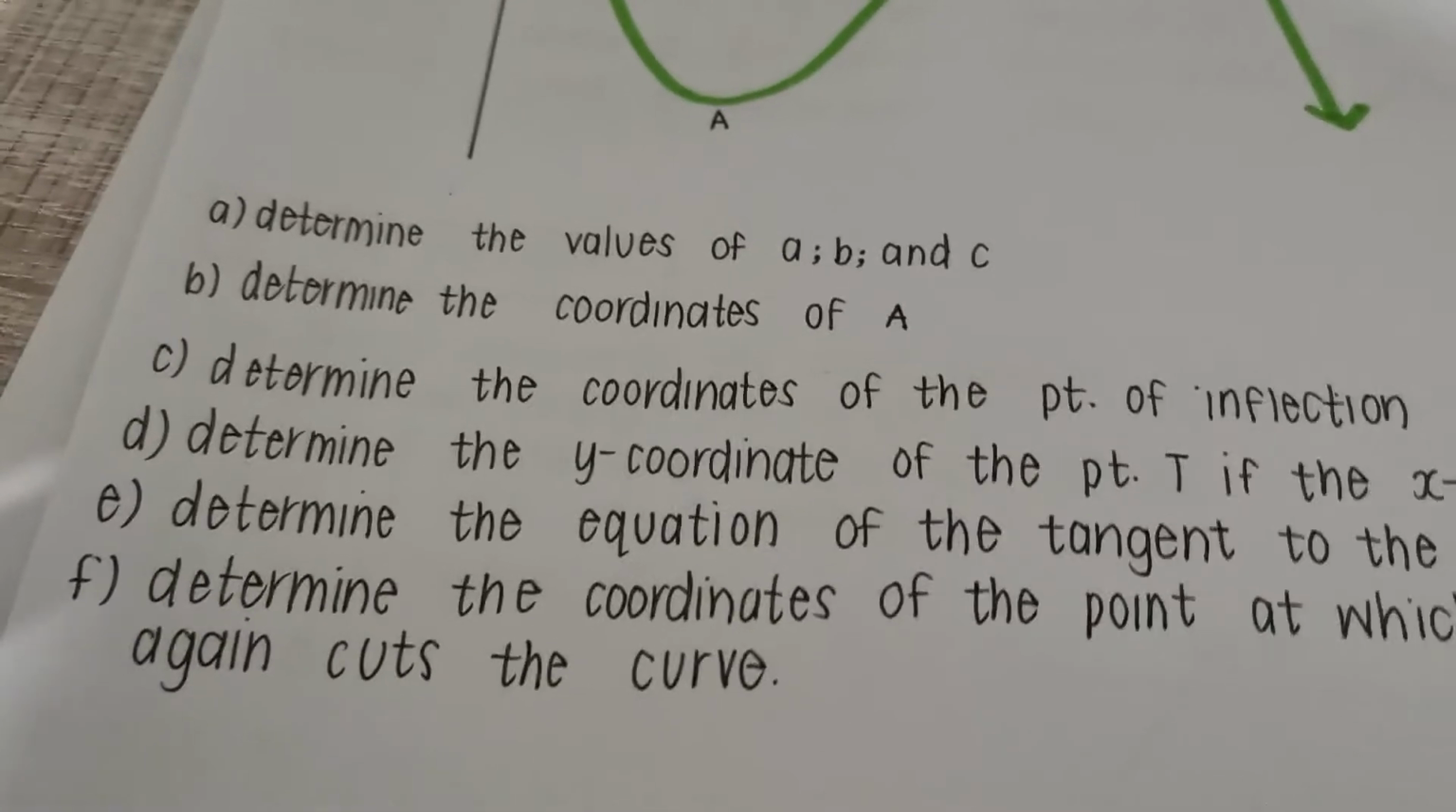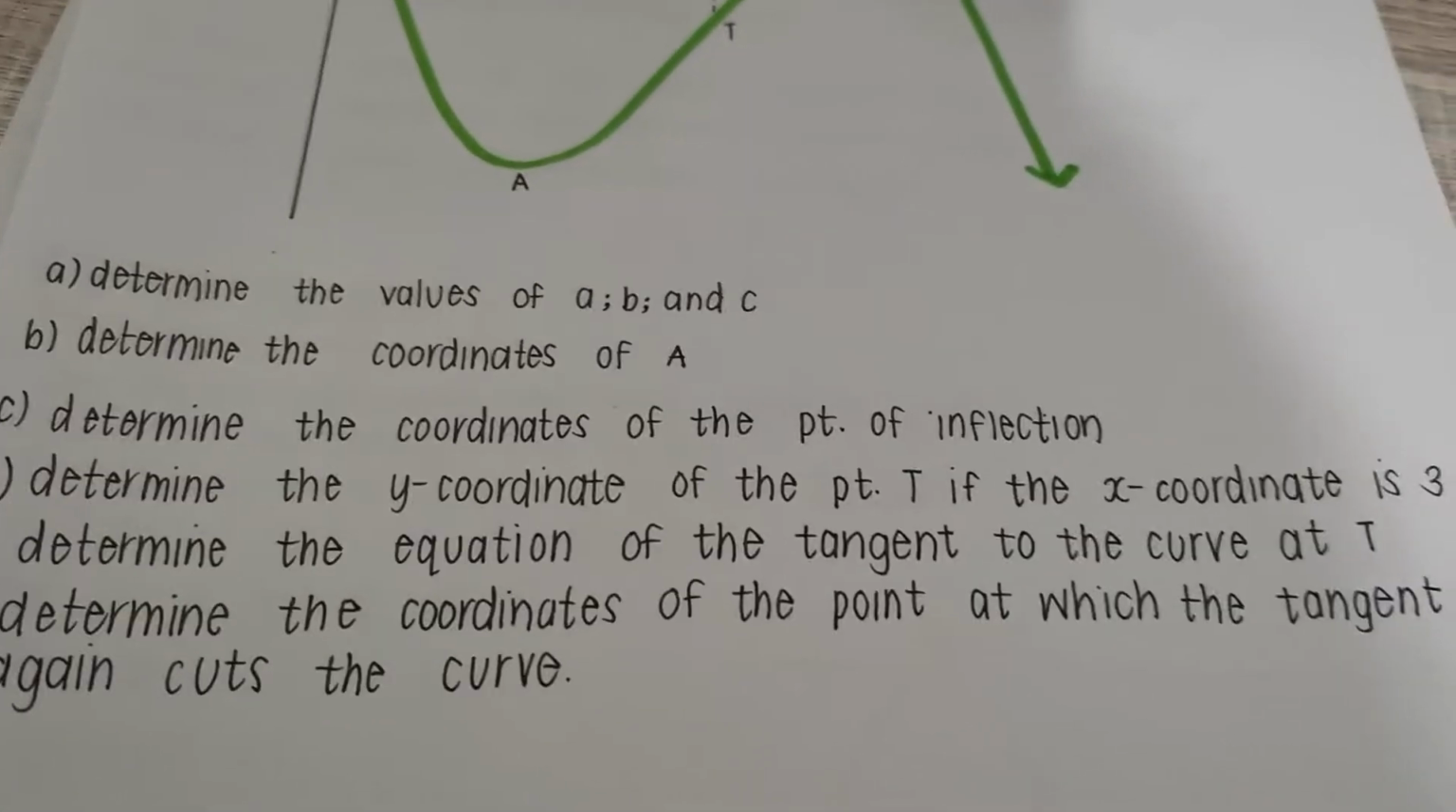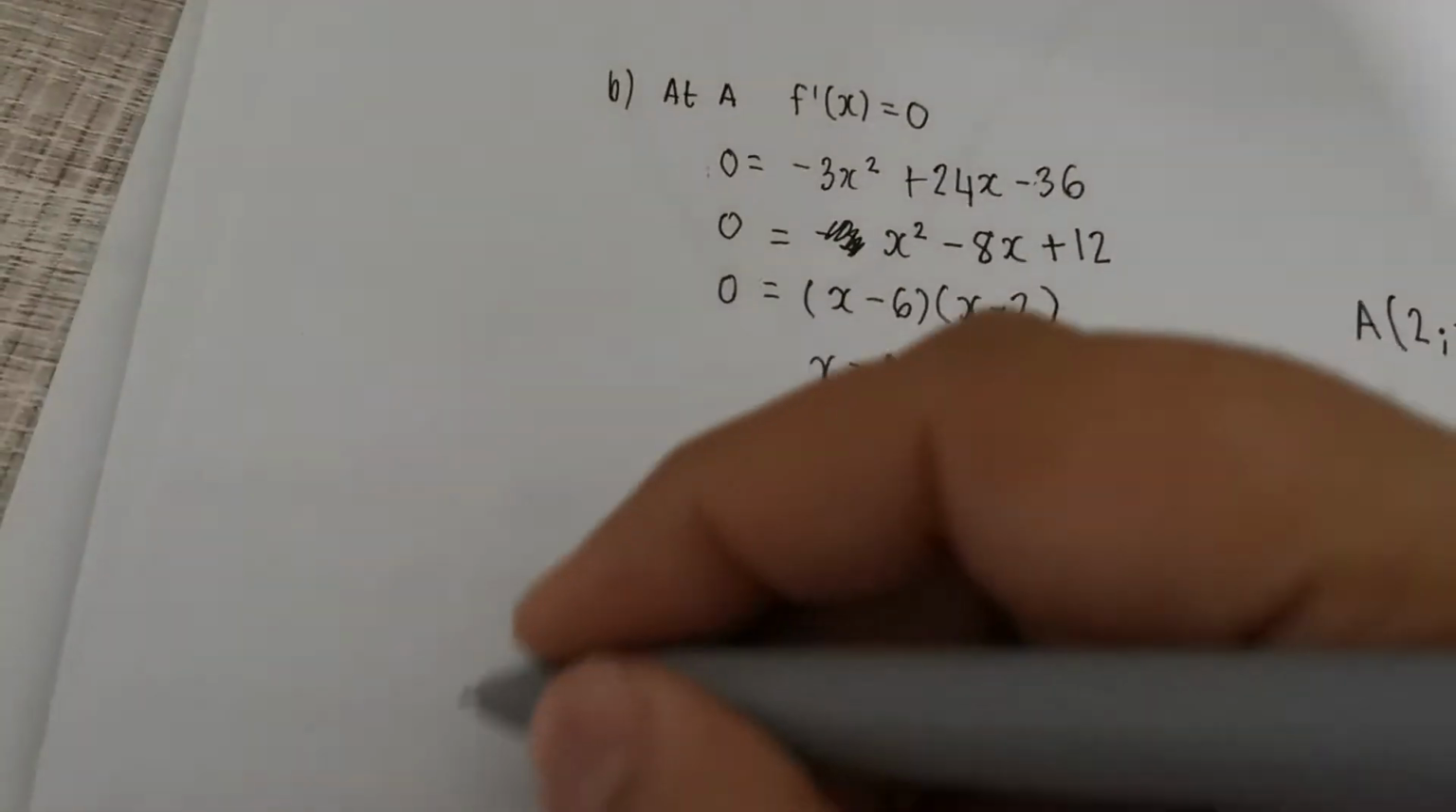Next question. Determine the coordinates of the point of inflection. We know point of inflection is where the second derivative is equal to 0.